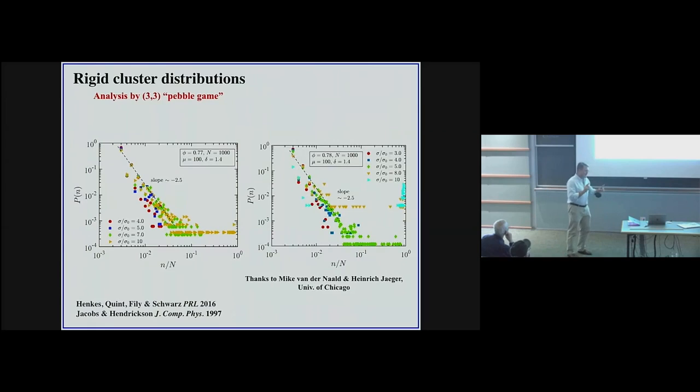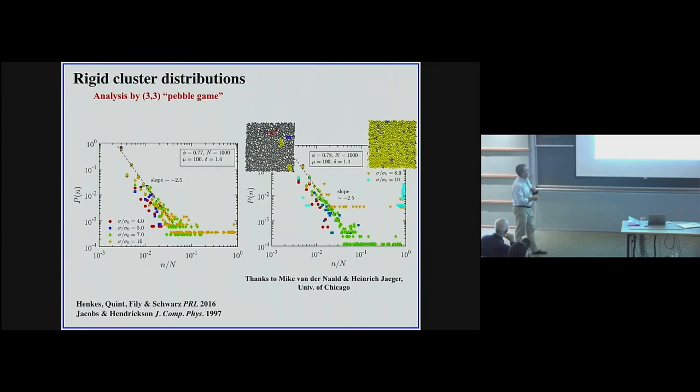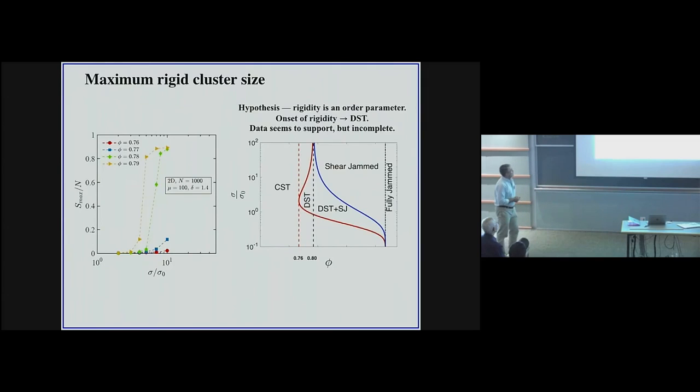What that means in terms of the rigidity is something that we're still exploring, because in fact you have pictures like this, with very small rigid domains at low stresses, where you would typically be on this end of the curve. But then you get domains that look like this. This is actually very close to the jamming state, but there are still certain particles which are forced to move, and so the structure is still evolving. And we have to give some thanks to Mike van der Naald, a PhD student with Heinrich Jaeger, for helping us with the pebble game.